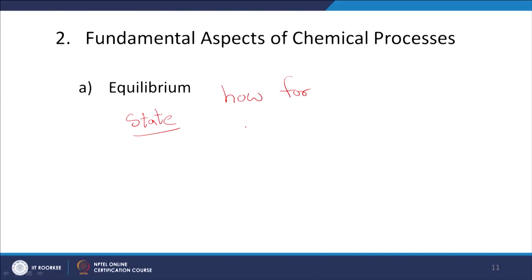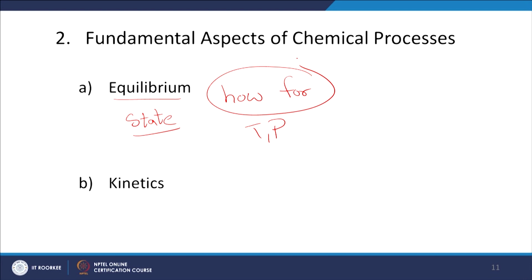But what is equilibrium? It is the state which you would describe when a chemical process has gone to the maximum extent possible under the given conditions of temperature and pressure. Again I repeat, equilibrium is a state when a chemical process has gone to the maximum extent possible under the given conditions of temperature and pressure. Please keep that in mind, the temperature and pressure are an important aspect here. Again, in layman's terms, equilibrium tells us how far the system can go, and the next aspect obviously is kinetics.